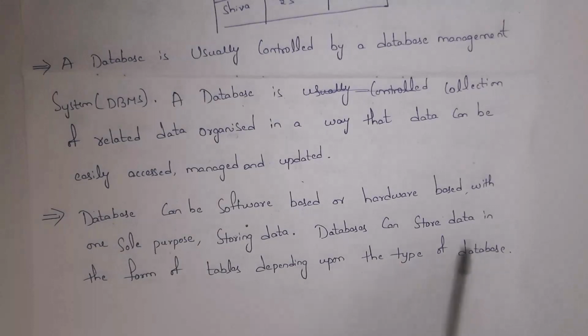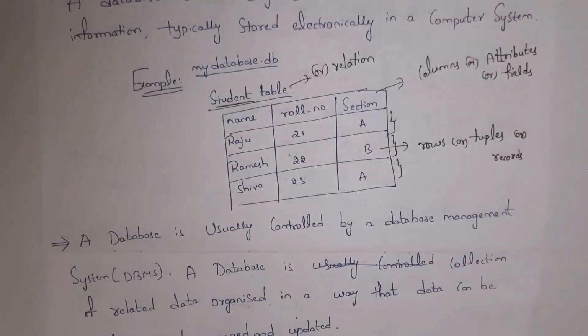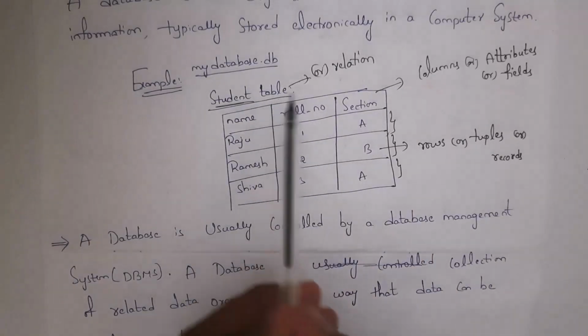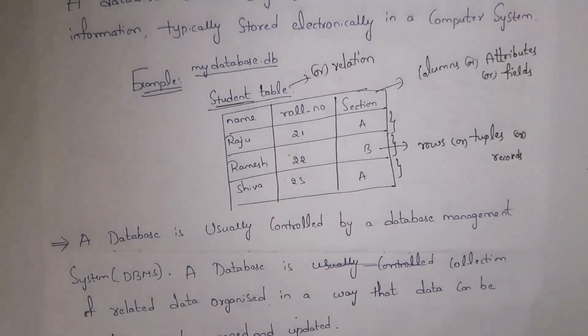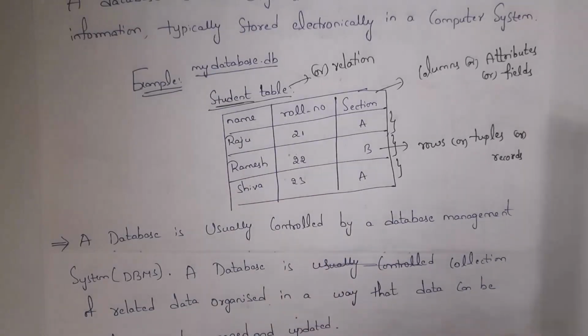Databases can store data in the form of tables depending upon the type of database. As we know, in a database we will store data in the form of tables. Guys, before starting this subject, you need to learn some basics, like we call this the student table. We also call this table name a relation. Table and relation are both the same, don't get confused. And similarly, name, roll number and section, we call them column names.